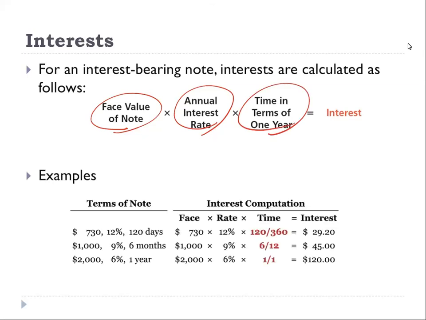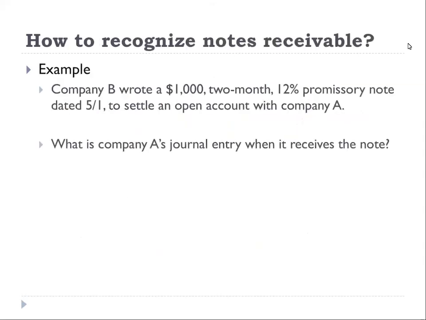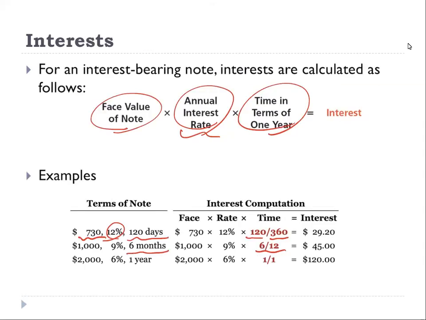For example, if it's a $730 note, and the interest stated on the note is 12%, and this is the annual interest rate, and the note is only outstanding for 120 days, we need to take 120 days and divide it by 360. If it is only outstanding for 6 months, we need to take 6 months out of 12 months. If it is outstanding for a year, that is 1/1. So this is how we calculate the interest that is going to be paid.